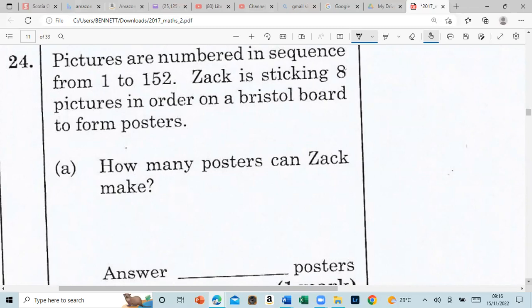Zach is sticking 8 pictures in order on a Bristol board to form posters. How many posters can Zach make? Alright, let's read it again, because I didn't get what they are saying. Pictures are numbered in sequence from 1 to 52. Zach is sticking 8 pictures in order on a Bristol board to form posters. What the hell? Zach is sticking 8 pictures. I don't think they give us enough information.